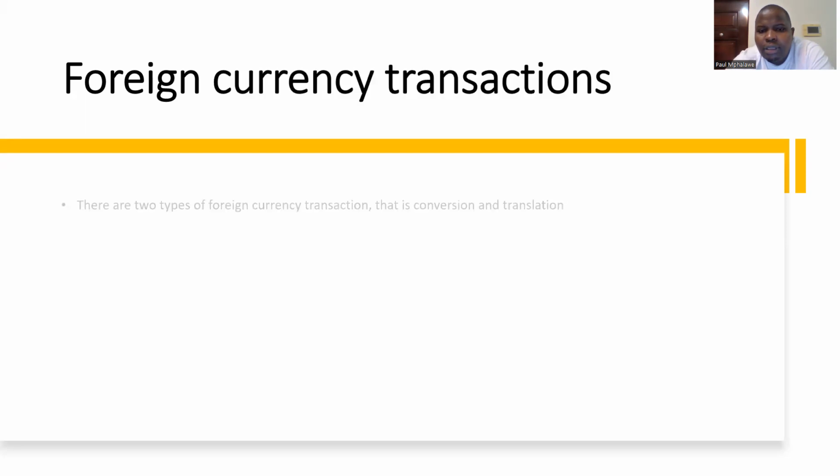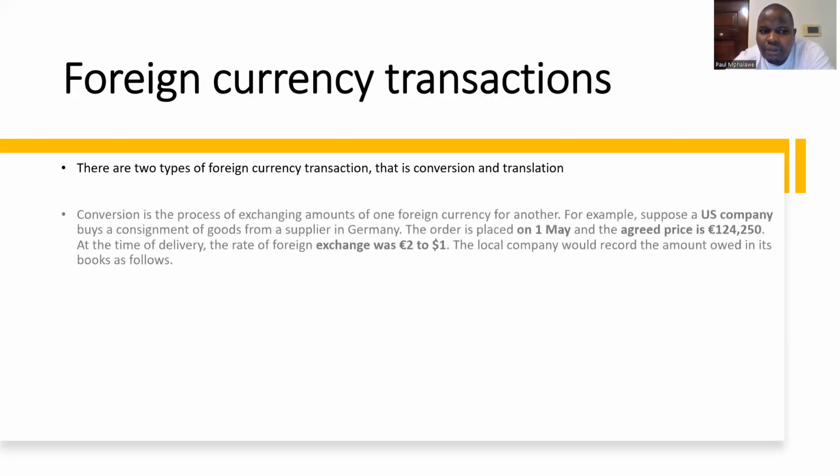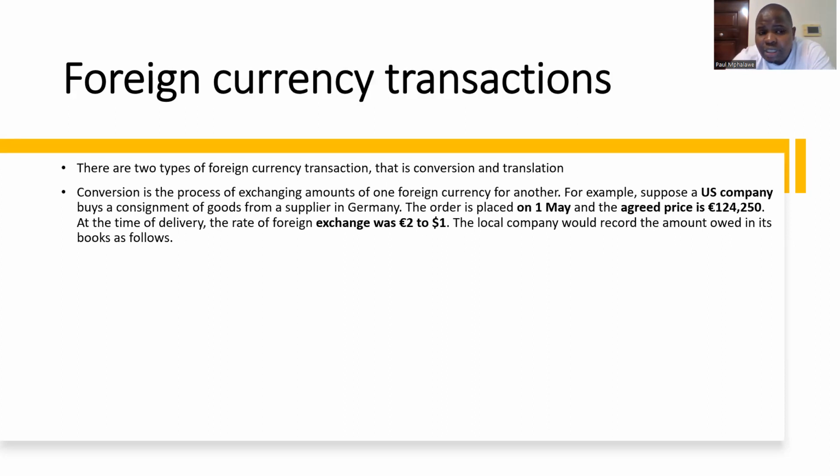Okay. Let's look at the foreign currency transactions. There are two types of foreign currency transaction. That is conversion and translation. In terms of conversion, it's a process of exchanging amounts of the foreign currency for another currency.